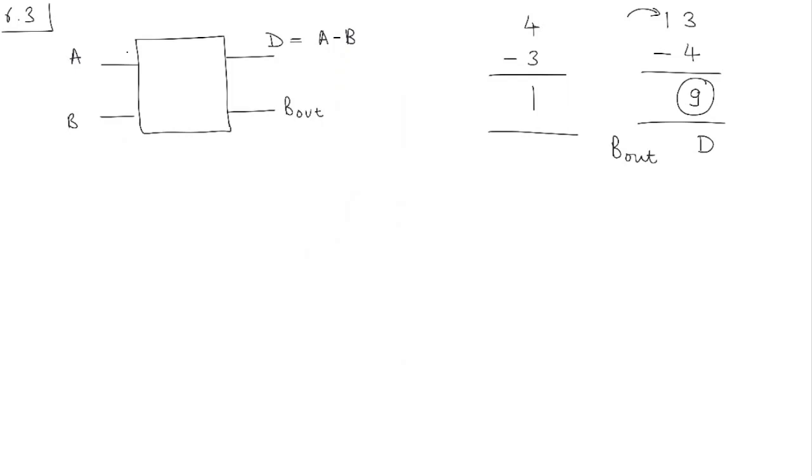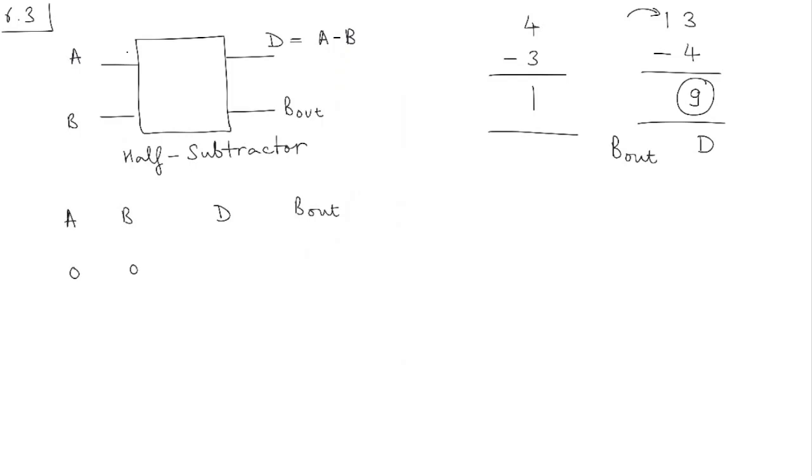So if you want to make a circuit like that, this would be something corresponding to the half adder in adders, and this is a half subtractor. Why is it a half subtractor? Because there is no borrow in, right? And we'll come to that in just a moment. So let's just write the truth table for this kind of a circuit. So you have A and B as inputs, you have D and B out as outputs.